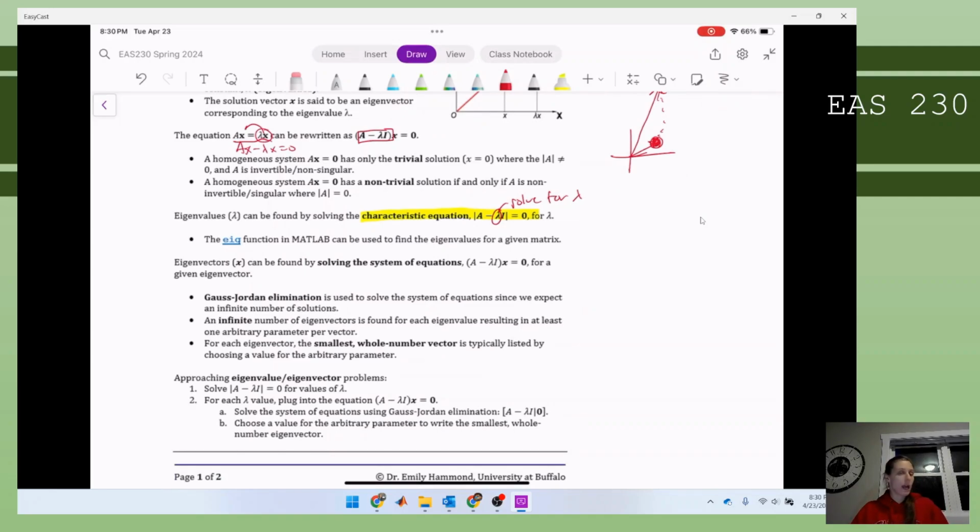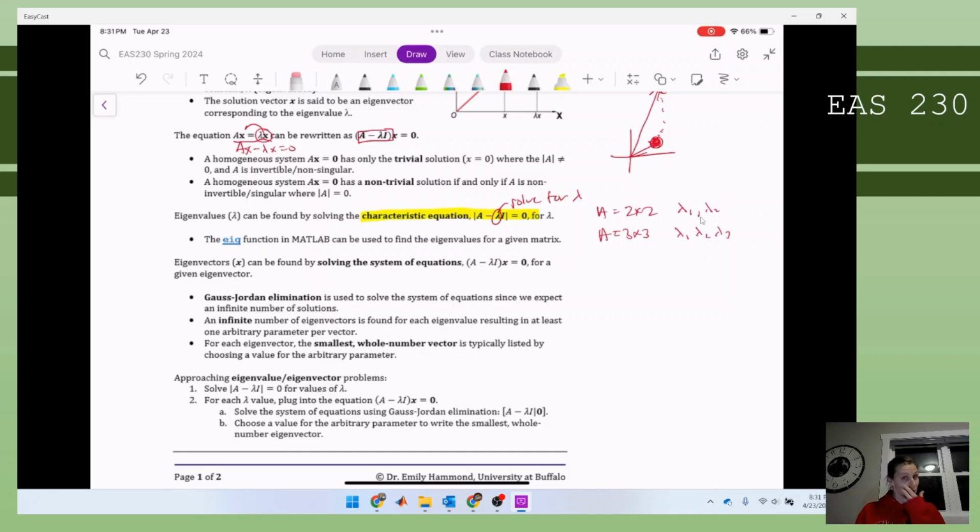So I have as many eigenvalues as I have rows in a matrix. If A is a 2 by 2, I have 2 lambdas, lambda 1 and lambda 2. If A is a 3 by 3, I have 3 lambdas, lambda 1, lambda 2, and lambda 3. If I have a 4 by 4, then I have 4 eigenvalues, etc. Some of them repeat. Sometimes lambda 1 is equal to lambda 2, but it's still 3 eigenvalues.